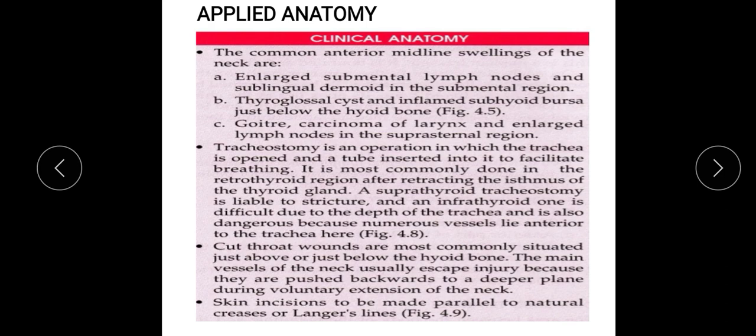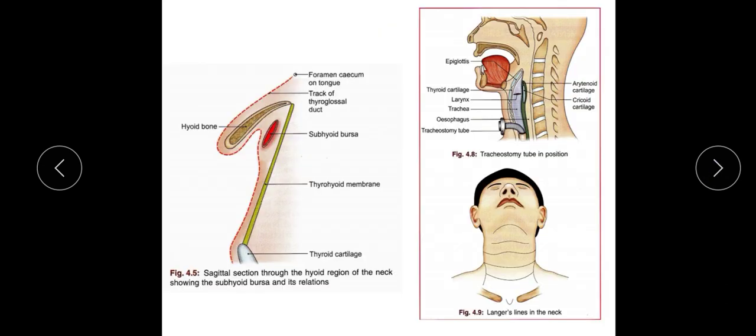Then cut throat wounds are most commonly situated just above or below the hyoid bone. The main vessels of the neck usually escape injury because they are pushed backward to a deeper plane during voluntary extension of the neck. Skin creases or skin incisions are made parallel to the natural creases or Langer's lines. During operation, the incisions are taken along these lines. These are known as Langer's lines on the neck.